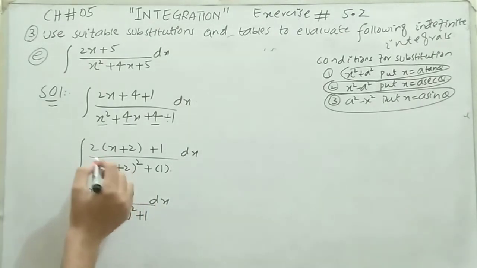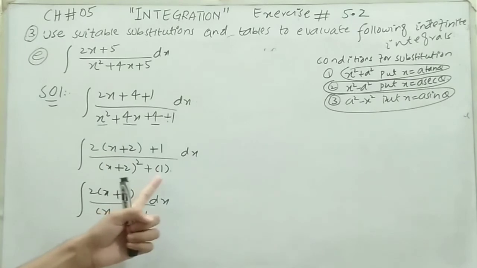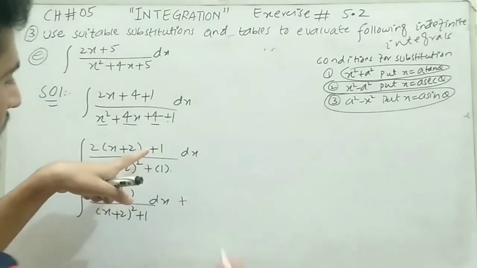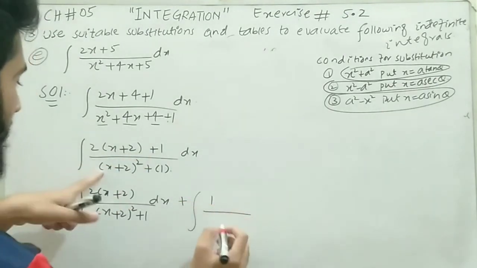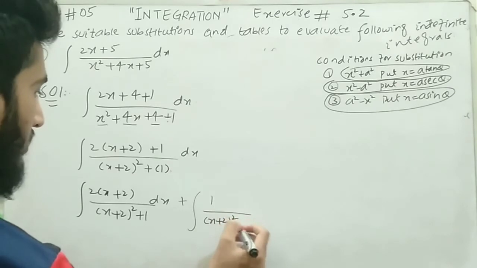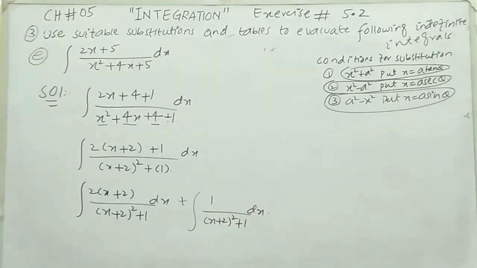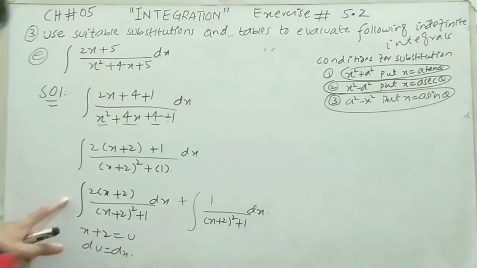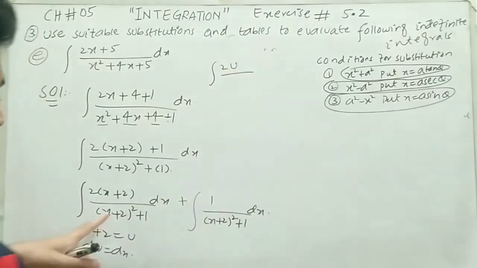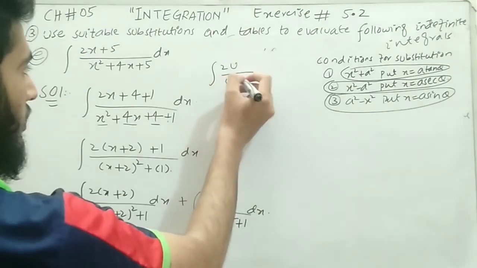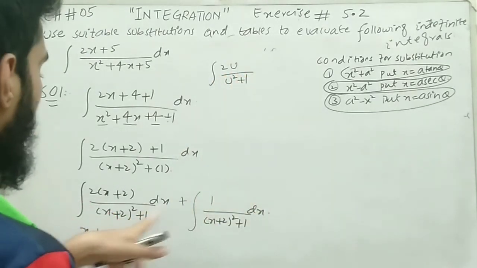And after this, here we take out 2 into x plus 2 divided by x plus 2 whole square plus 1. We will take the separate integral of 1 divided by x plus 2 whole square plus 1, dx. Now after this, let's suppose x plus 2 is equal to u. So du will be equal to dx. So now it becomes an integral of 2 times x plus 2, which is u. So it becomes 2u divided by u square plus 1, and here dx is equal to du.